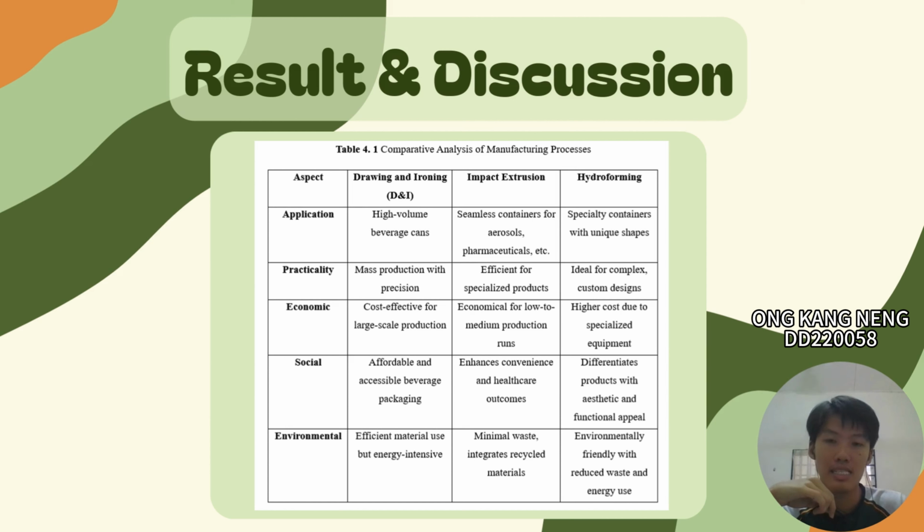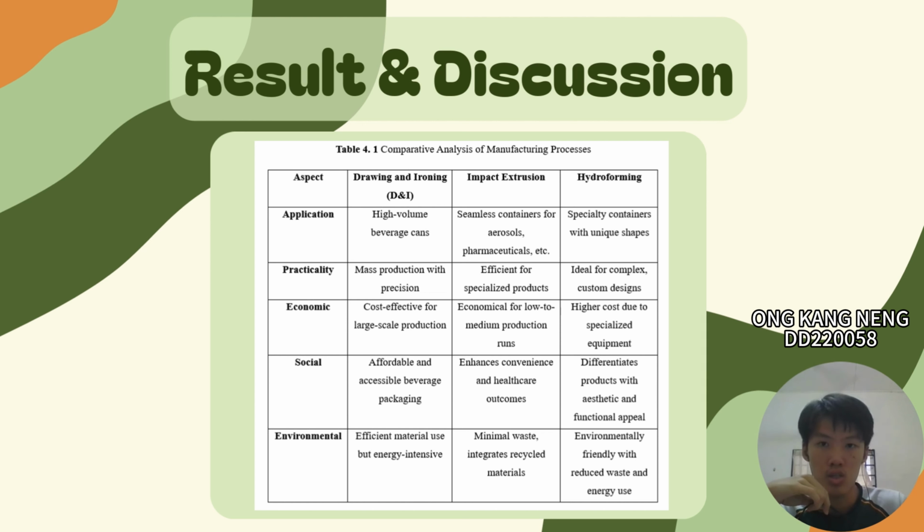In the aspect of practicality, drawing and ironing is for mass production with precision. Impact extrusion is efficient for specialized products. Hydroforming is ideal for complex and custom designs. In terms of economy, drawing and ironing is cost effective for large-scale production. Impact extrusion is only economical for low to medium production runs. Hydroforming is higher cost due to the specialized equipment used.